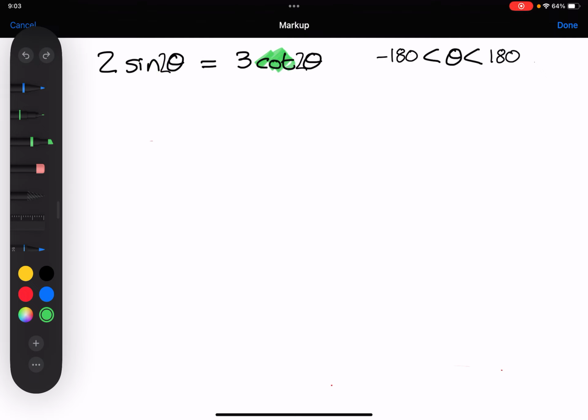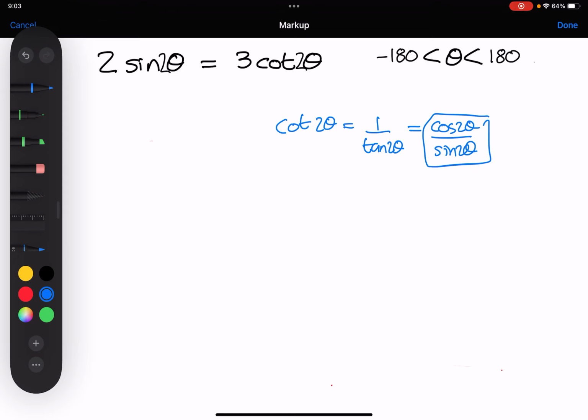Now, I know I could turn a cot into 1 over tan, like I did in the last example, but that's not going to really help me with matching it up with the sine. So is there something else that I could turn cot into? Like I say, we know that cot, in this case cot 2 theta, could be 1 over tan 2 theta. But we also learned in the last video that we could also turn that into cos 2 theta over sine 2 theta. And that's going to be what I do here, because then this is going to match up with this. So that's my strategy.